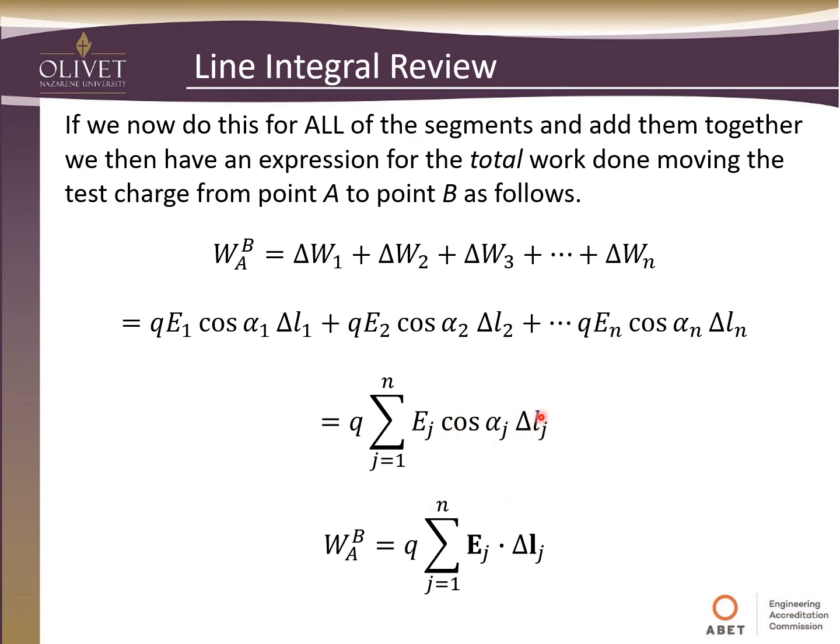But if we consider that this is the cosine of alpha, this is the definition of a dot product, right? So if we consider Ej with its direction and the delta length with its direction, we can just write the notation as a dot product here. So now we've created this expression for the work from A to B as this summation of these dot products.